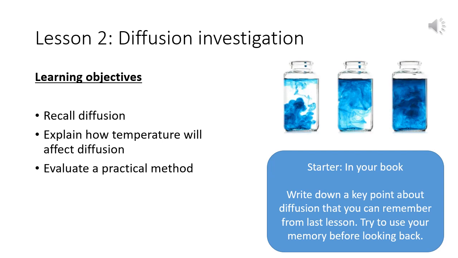So once you've written down the title and date, can you please have a go at your starter, which is in your book, please? Can you write down a key point about diffusion that you can remember from last lesson? Try to use your memory before looking back. If you can get the definition of diffusion, that will be absolutely fantastic. If you can roughly remember what it means, you can write that down. That would be brilliant. If you can remember anything else about it, you can write that down too.